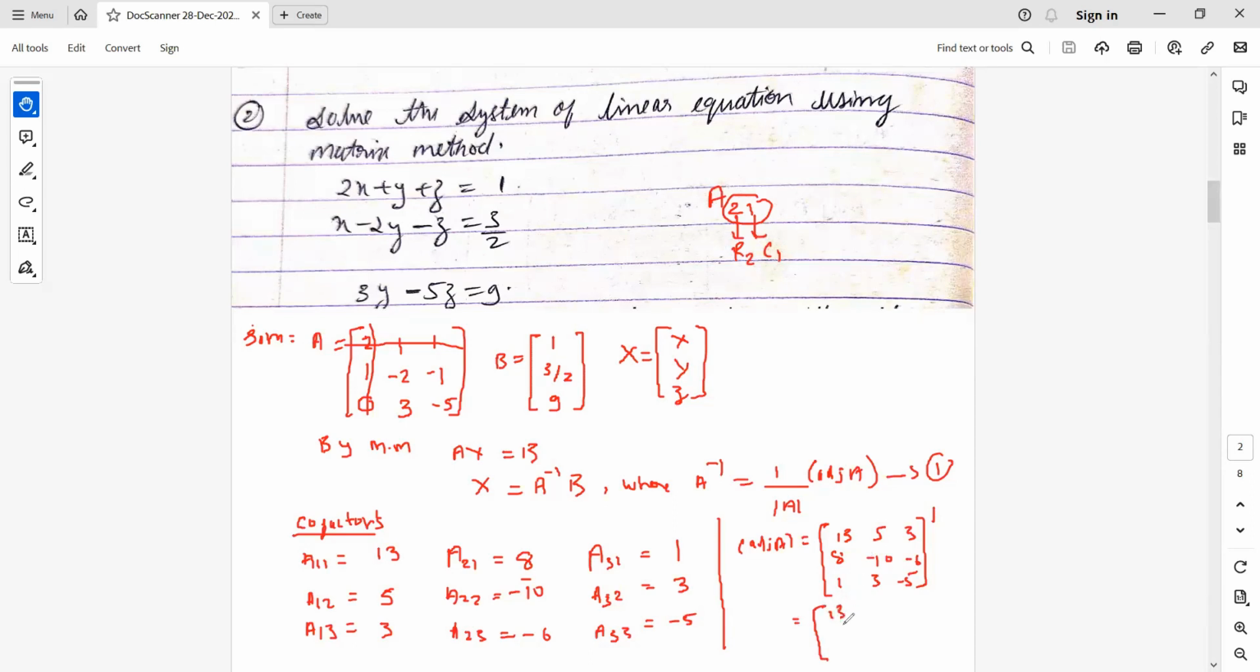So it will be 13, 5 and 3. Next 8, minus 10 and minus 6. And then 3, 1, sorry. Okay, so 8, minus 10 and minus 6. And then it will be 1, 3 and minus 5. Okay, 1, 3 and minus 5.